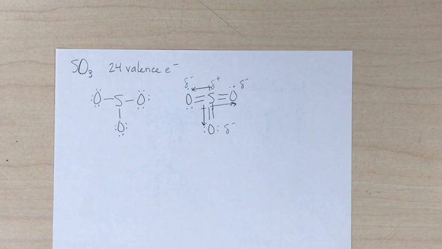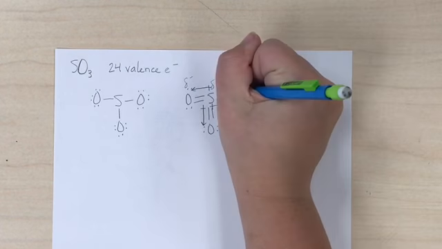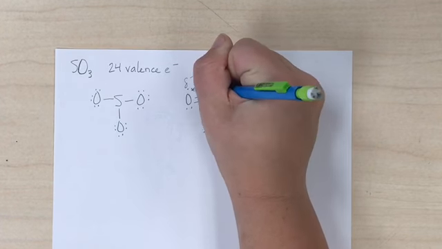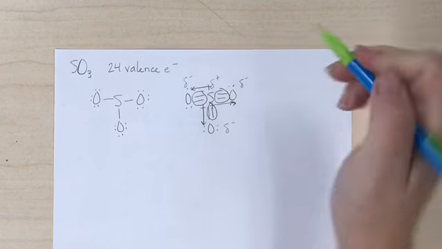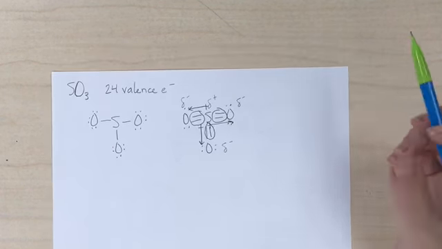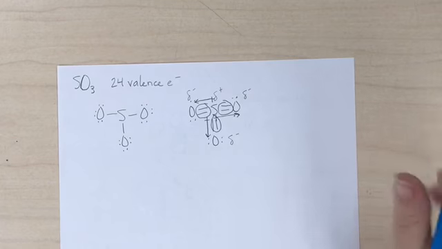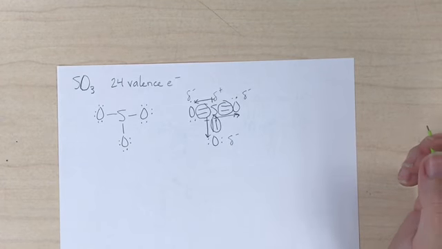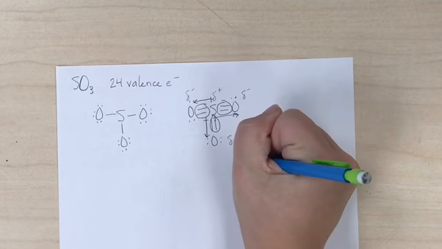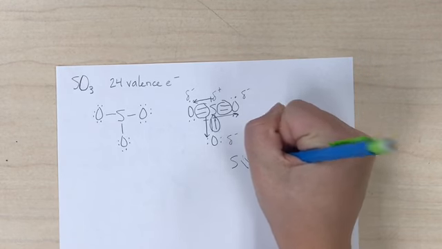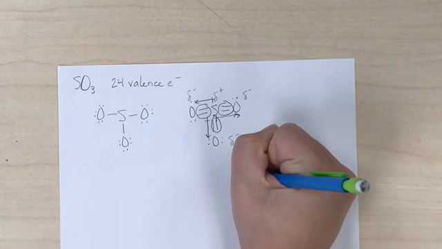To determine if the bond dipoles cancel or not, we will have to look at the molecular geometry. This molecule has 3 domains, which means that it is a trigonal planar electron geometry, domain geometry. The molecular geometry will also be trigonal planar. So the molecule will look like this.